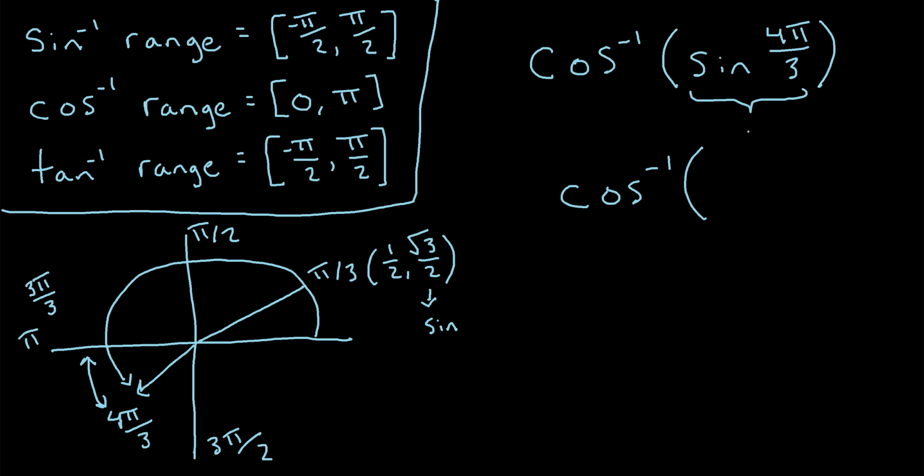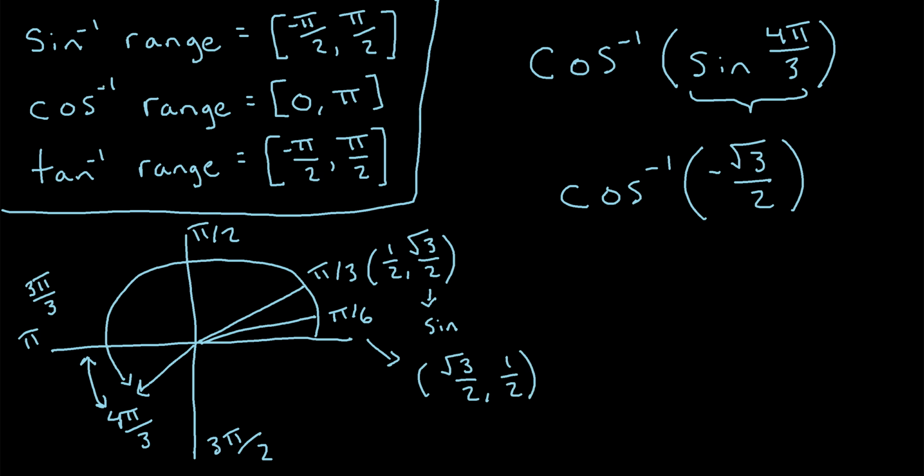This inner function we just found is negative root 3 over 2. Okay, so now we have to find what is the inverse cosine of negative root 3 over 2. Or in other words, what angle on the unit circle has a cosine value of negative root 3 over 2? Well, we know that pi over 6, if we were to draw that, what are the xy coordinates for that? That would be root 3 over 2 and 1/2.